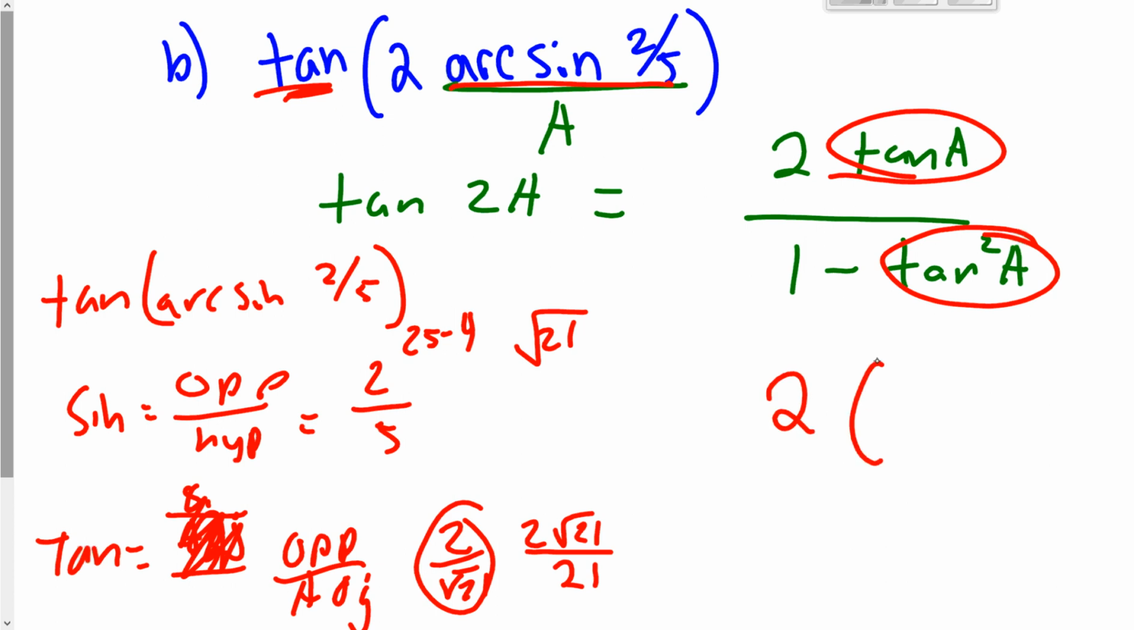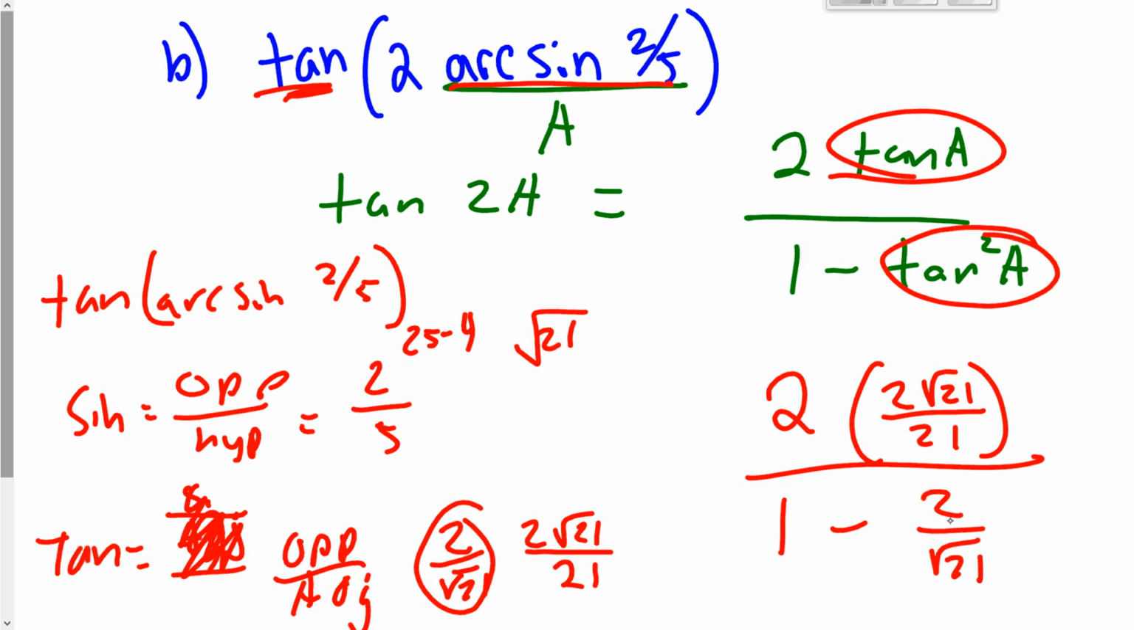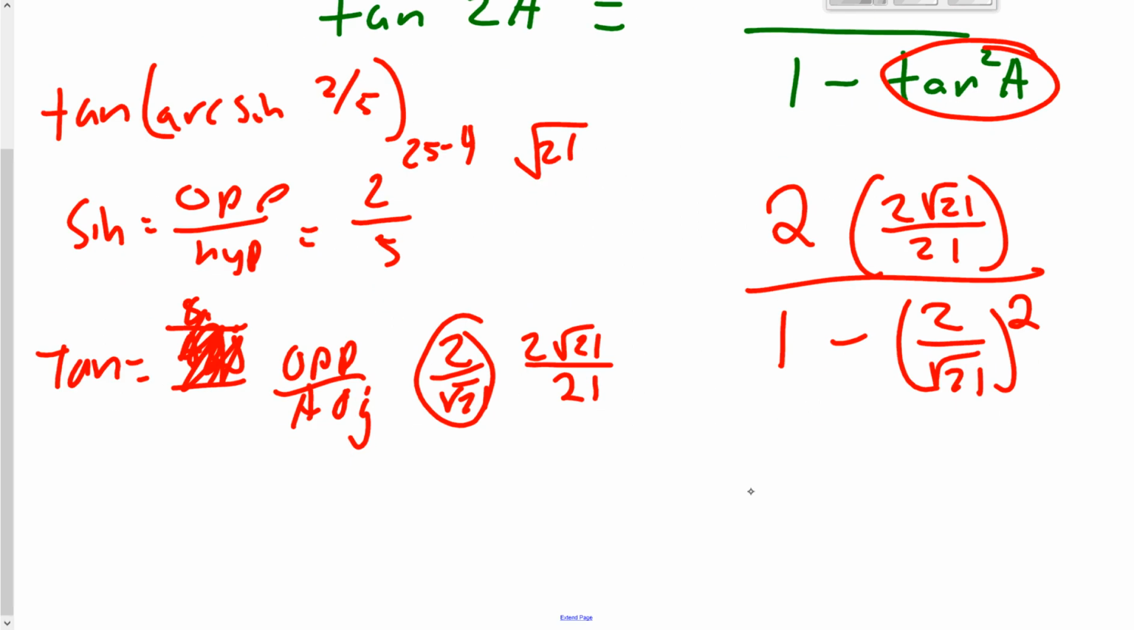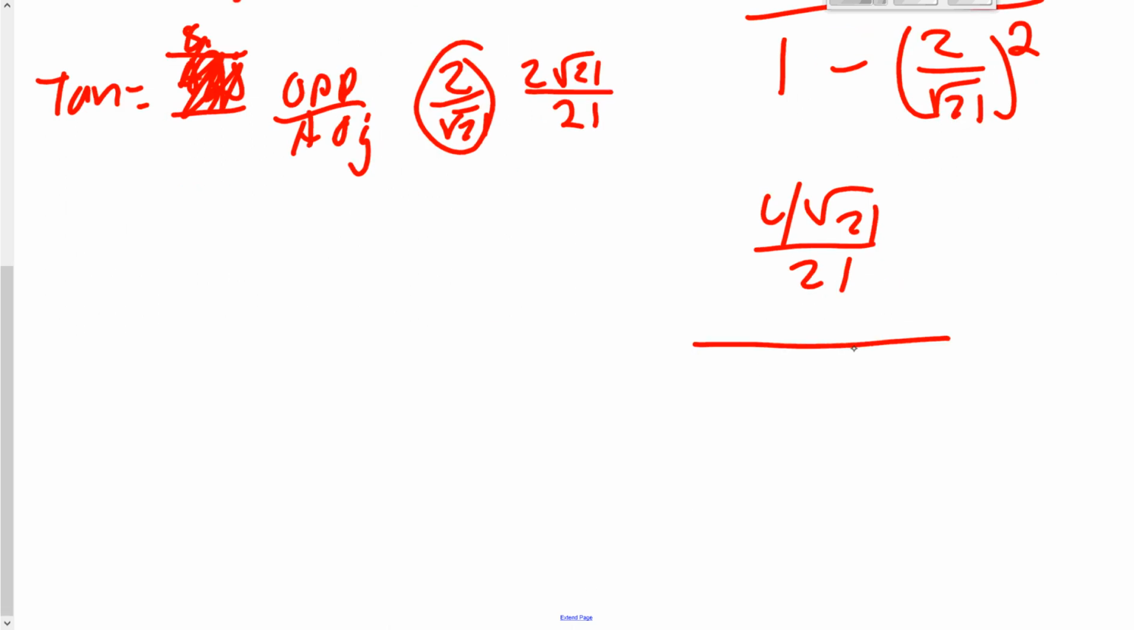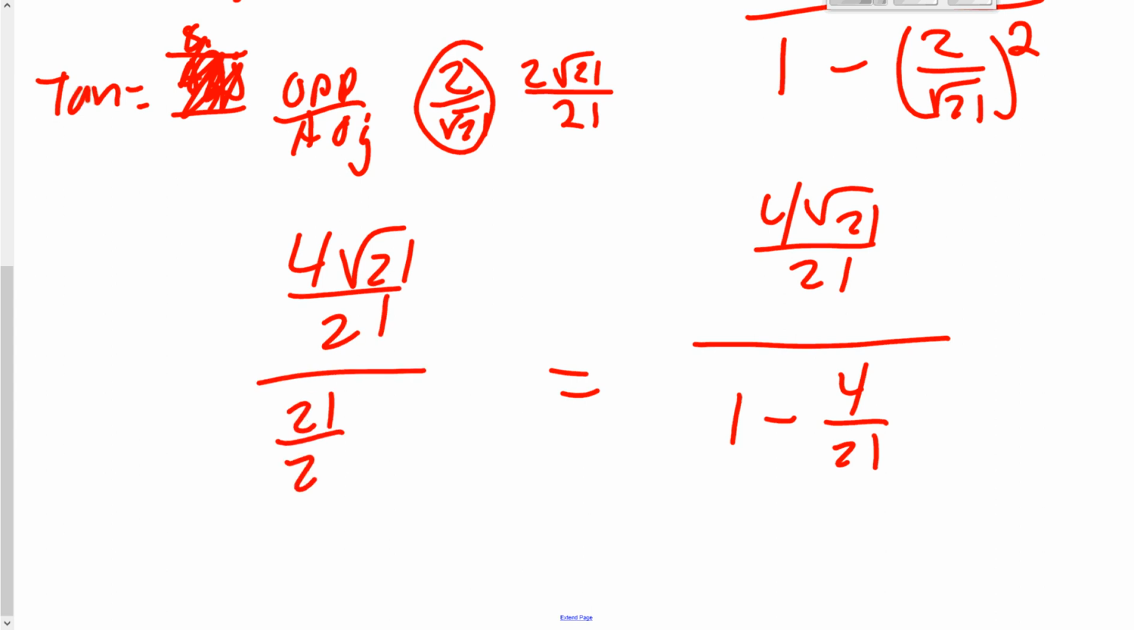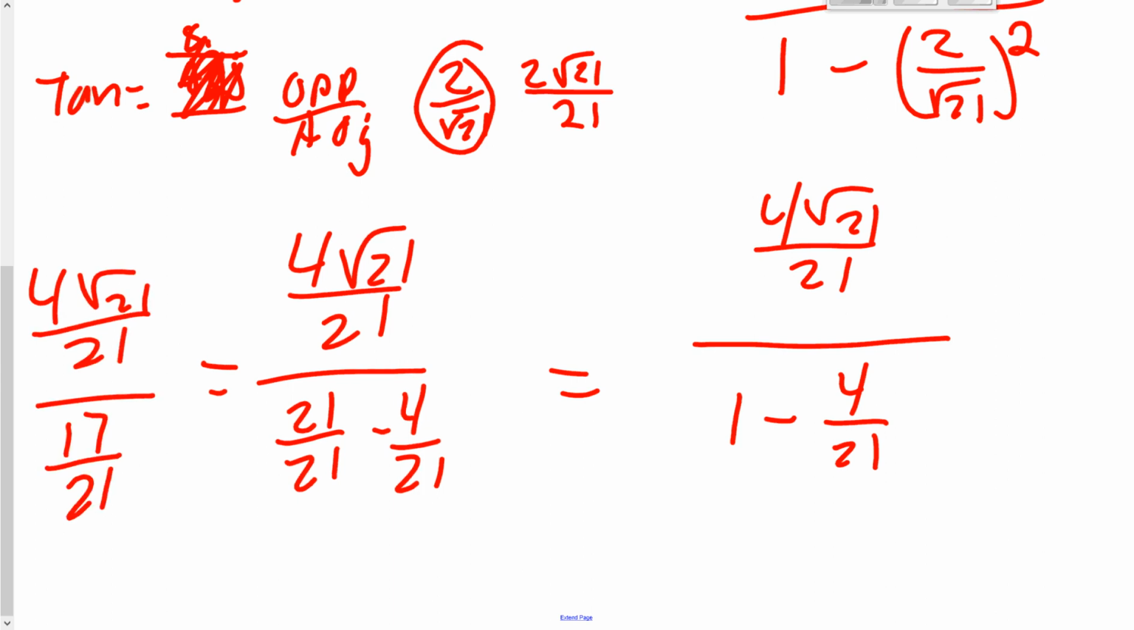Okay, so this is 2 times the 2 root 21 over 21. But on bottom, I'm going to do the other one because they are the same, but it's being squared, and that's going to get rid of that radical on bottom there. So we get 4 root 21 over 21 divided by 1 minus 4 over 21. Now I can go ahead and I'll go this way with it. And this bottom one would be 21 over 21 minus 4 over 21, which equals 4 root 21 over 21 over 17 over 21. Now I'm dividing by a fraction.